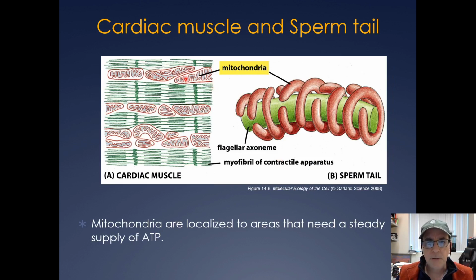So muscle cells actually have a ton of mitochondria, right? Because you have all of the myosin 2 that's going to need ATP to actually move on the actin in the sarcomere.